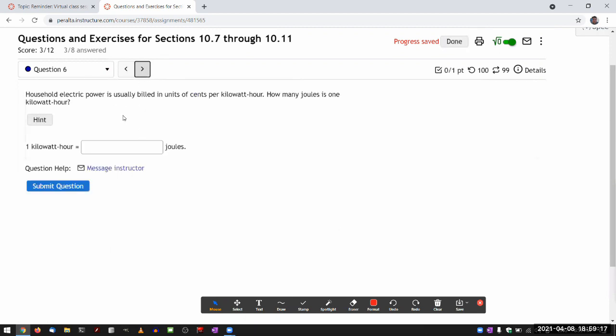Same deal with question six. This is one of those fun things about all these non-SI units that are commonly in use. I'm pretty sure I did this in one of the videos.